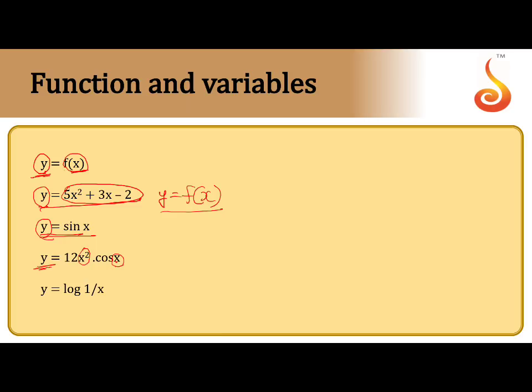It is not necessary that you always write it as f of x. Some cases you also write it as g of x also. That also represents the function of x. Here y is equal to log of 1 by x. As you keep substituting value of x, you get the value of y. Here x is called as independent variable because its value changes by itself. Y is called as dependent variable because the value of y depends on the value of x.